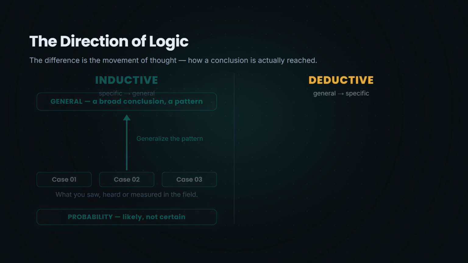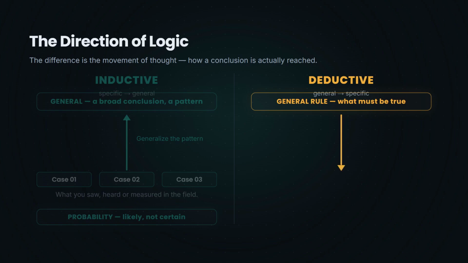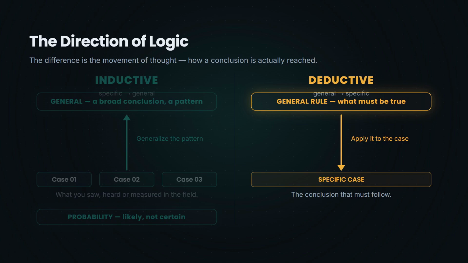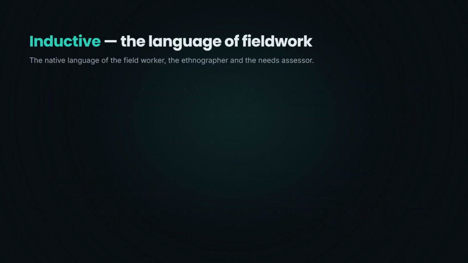On the other hand, deductive reasoning moves from general to a specific conclusion. You start with what must be true, then apply it to the case, leading to a conclusion that must follow if the premise is true. This gives certainty. Inductive is how we discover reality in the field.